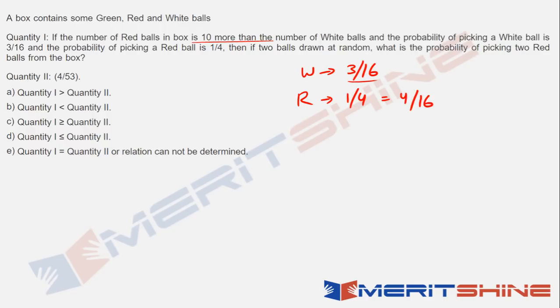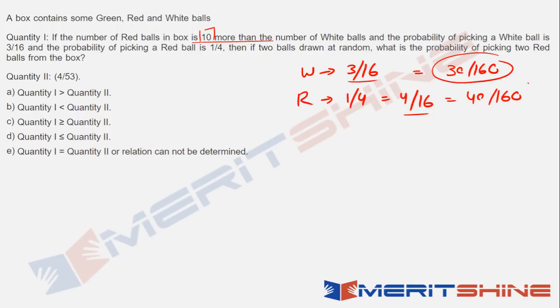Now white ball is 3 by 16, red ball is 4 by 16. What I'll suggest doing is, since you know that the number difference is 10, let's make the numerator difference 10. So when would it happen? If I make this 30 upon 160 and this is 40 upon 160, that's absolutely fine.